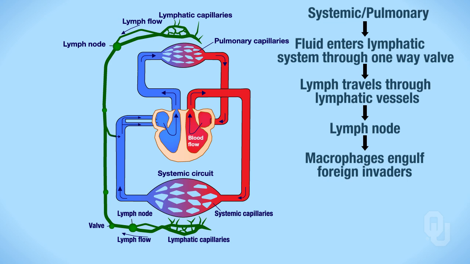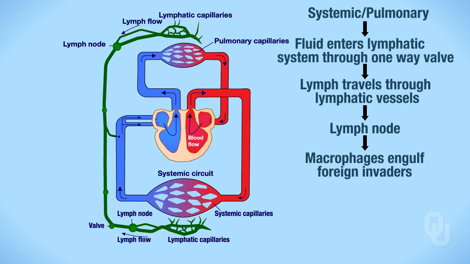After the short stay in the lymph node, the lymph will continue on its merry way through the rest of the lymphatic vessels. It will encounter more lymph nodes on the way, and then more lymphatic vessels, and then more lymph nodes, and then more vessels, and so on.